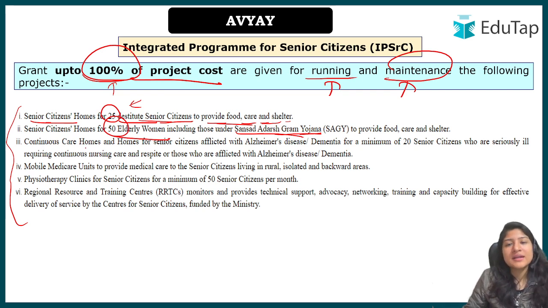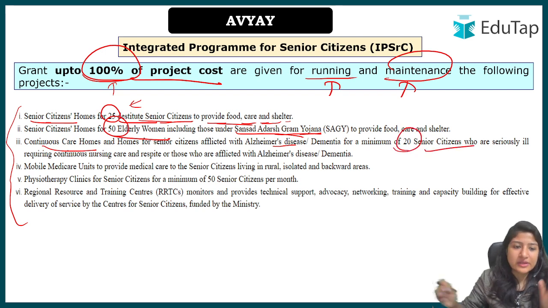Okay, apart from that, there are some senior citizens who have Alzheimer's, which means you forget, not the normal thing, but your brain actually starts removing the memory. So all these are Alzheimer's. And for those who have such problems, continuous care homes will be formed for such citizens. A minimum of 20 senior citizens will be placed in such continuous care homes. ठीक है, जिनको एल्जाइमर वगैरह है.